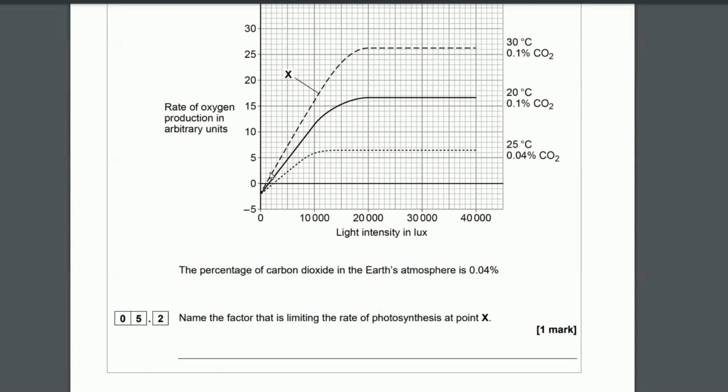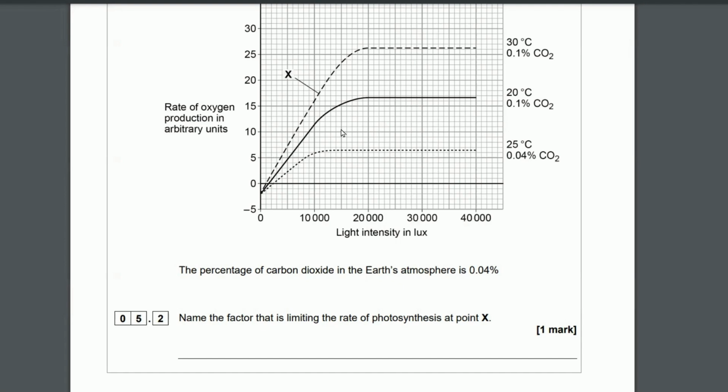So at any point here, light is limiting on this line, light is limiting on this line, light is limiting on this line. Light is no longer limiting here. Why? As I increase the light from 30,000 to 40,000, there's no more oxygen being made. That means the plant is not photosynthesising any faster. So I'm giving it more light, but it's not doing anything. That means light is not limiting.